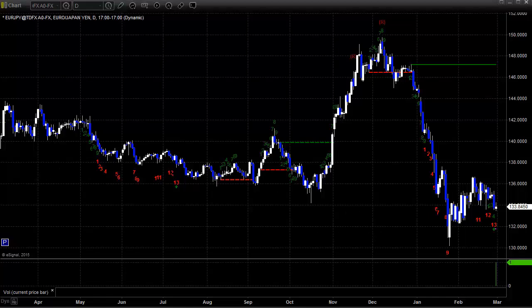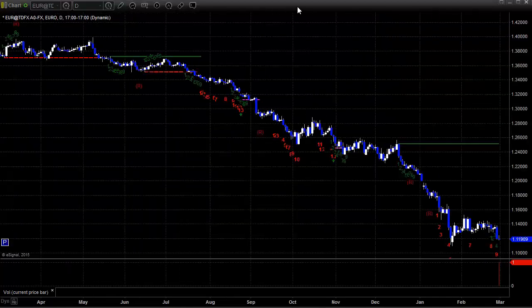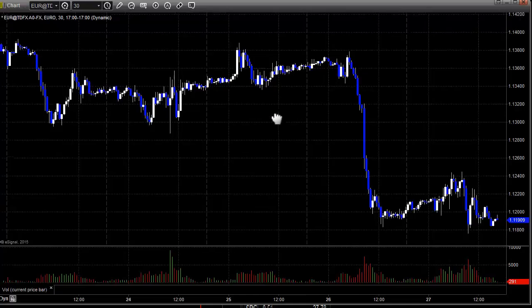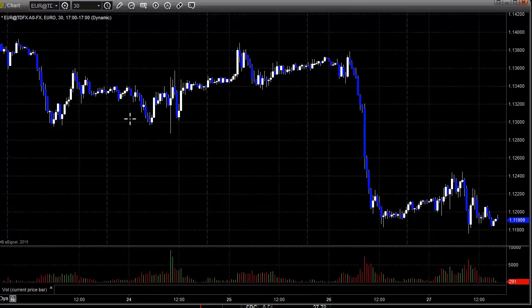All right, let's go ahead and take a look at what happened this week in 30-minute bars on the various pairs that we trade. So here's the euro dollar. Again, look how boring it was. Basically trapped in an 80 pip range or so, Monday, Tuesday, and Wednesday until Thursday, and then finally the move on Thursday, and then Friday again very narrow.